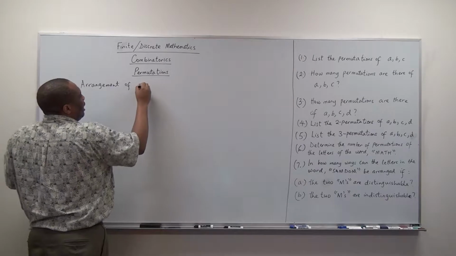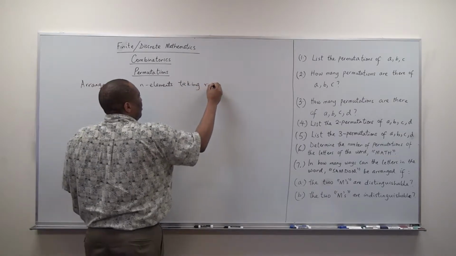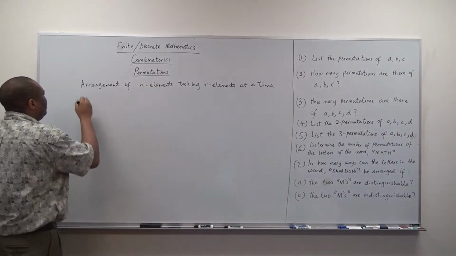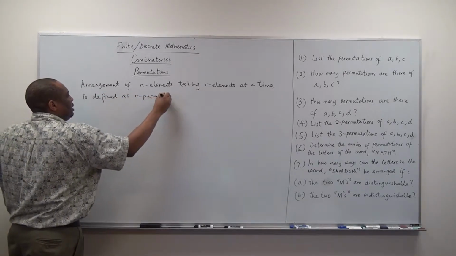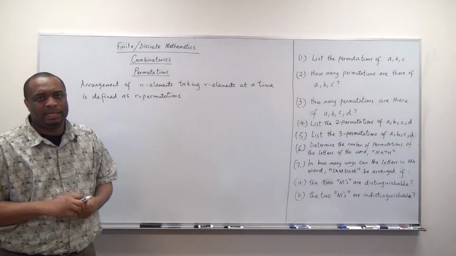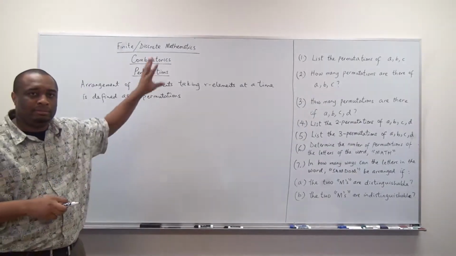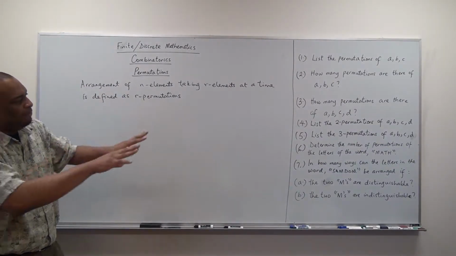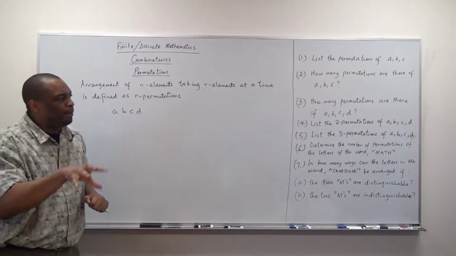And that is the arrangement of n elements taking r elements at a time, which is defined as r permutations. Let's say we have n and r, and I'm saying n and r because that's the standard you see in a lot of textbooks. I don't want to bring up my own alphabets and you go to a textbook and you see a different thing. Now, we have A, B, C, D, and we want to find 2 permutations of A, B, C, D.